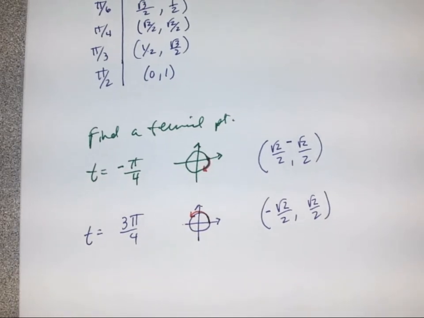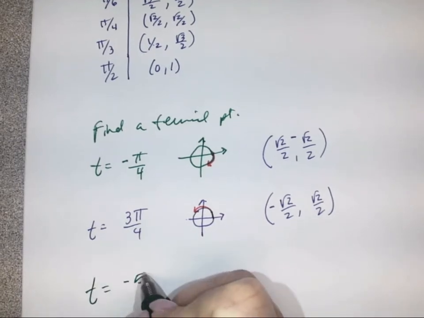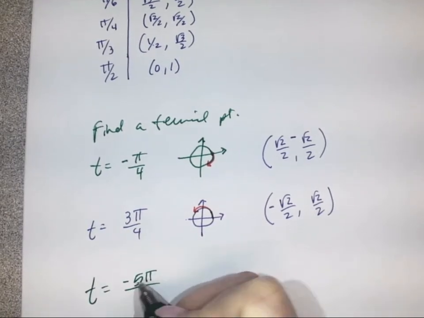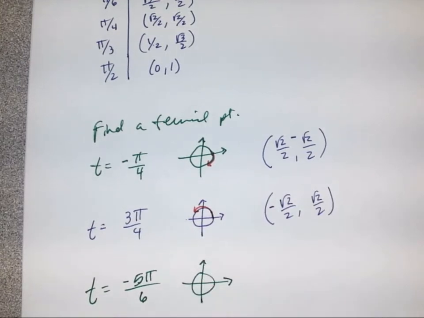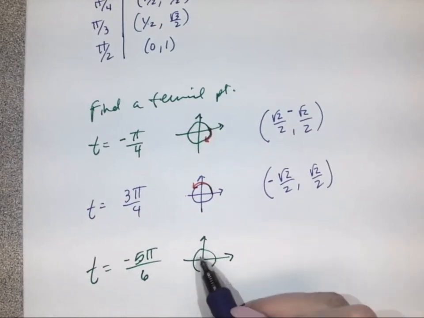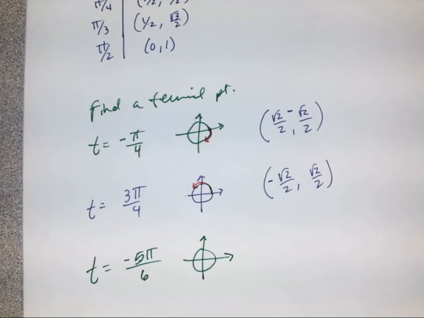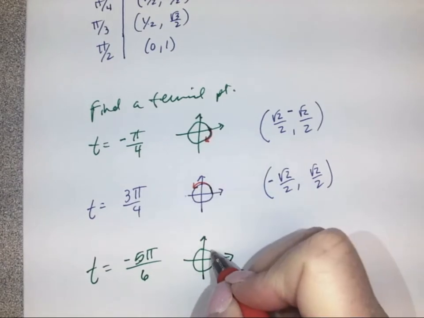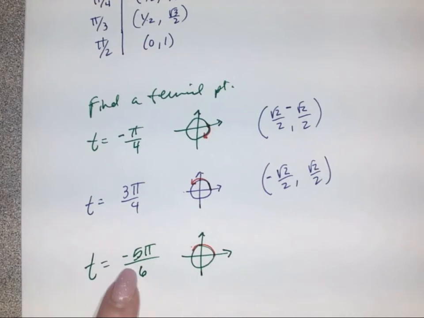All right, let's look at another one. We have t is equal to negative 5 pi over 6. So 5 pi over 6, that's almost one way around because 6 pi over 6 would get us 1 pi. So we are moving almost all the, I went the wrong way, didn't I? Because that's negative. Got to pay attention to those negatives.